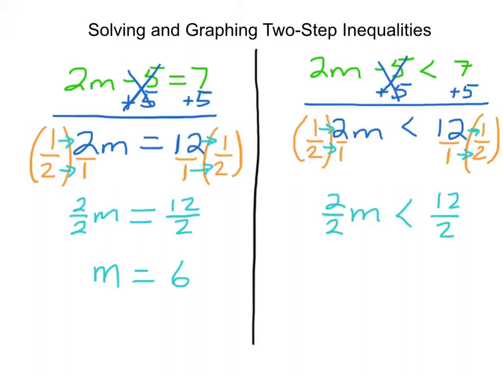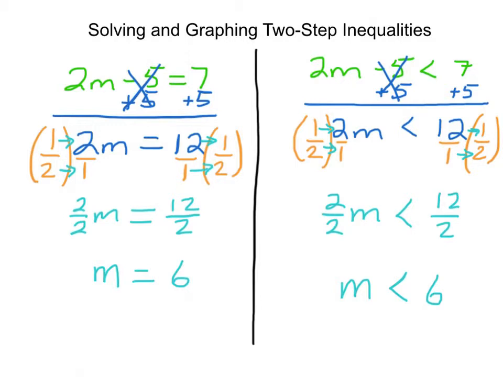So far, everything is identical to solving an equation. Our next step is to simplify. So we have 2 over 2, which of course becomes a 1, which we don't need to write. We just write it as the variable m. The 1 as a coefficient is just understood to be there. We still have our inequality of less than, and we have 12 divided by 2, which is 6.